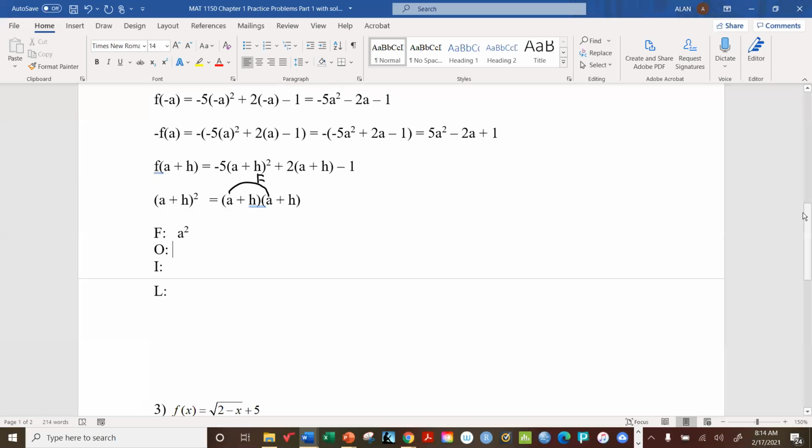O would be these outer terms, AH. I is the inner, these two inner terms. Again, that's AH. And then last is H times H, which is H squared.